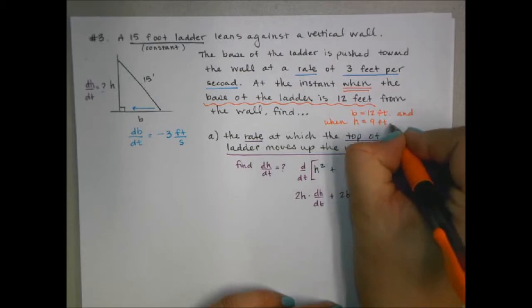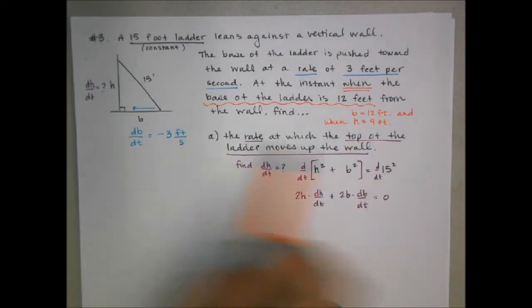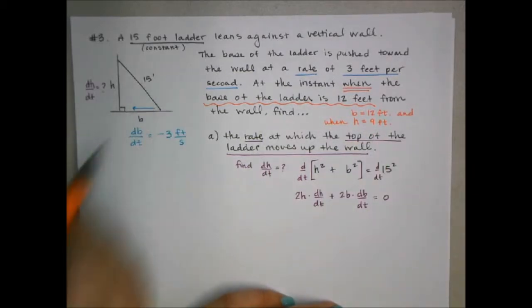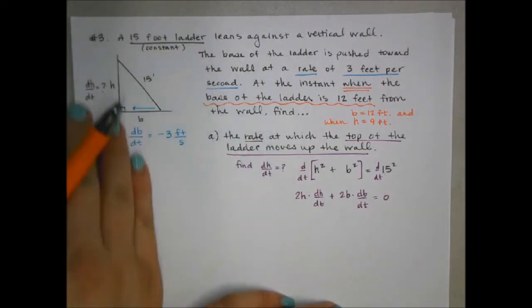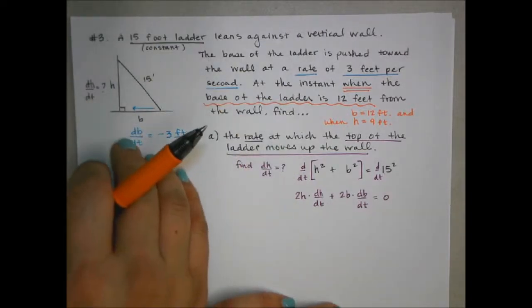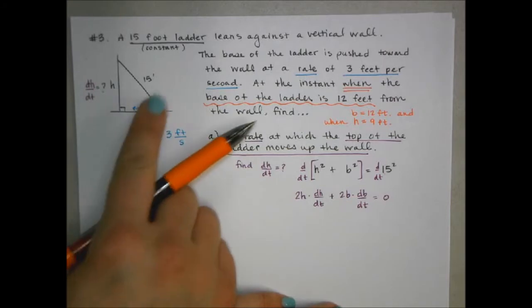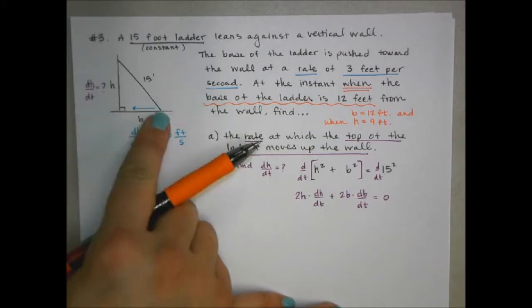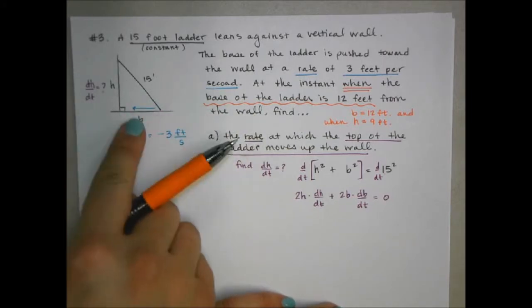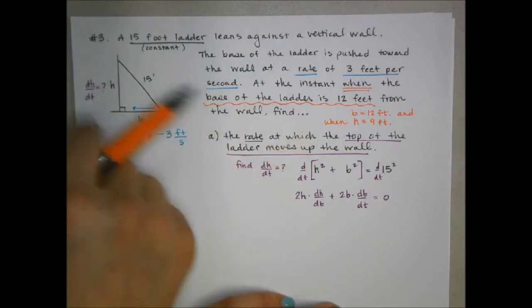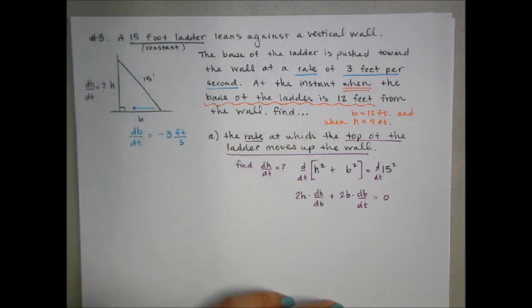And that's a nice Pythagorean triple there. So 9, 12, 15. These aren't always the dimensions of our triangle here. The ladder is always 15 feet long, but h and b are not always the same since the ladder is moving. All right. So now we're going to go ahead and plug these in.